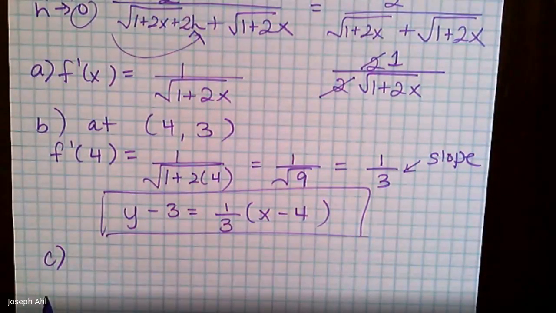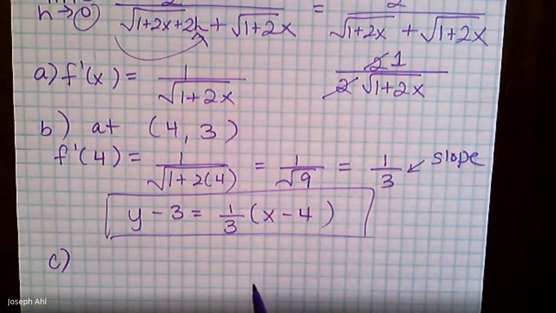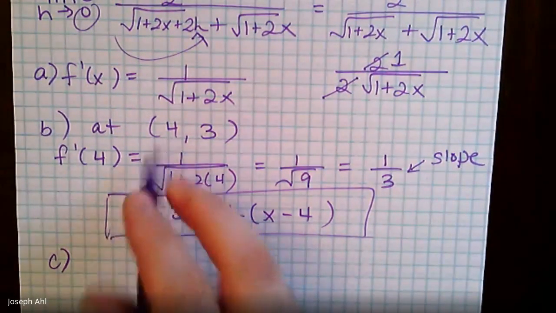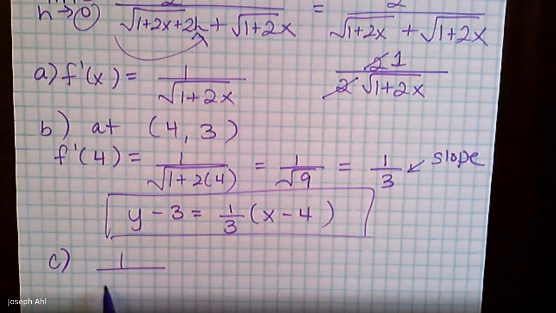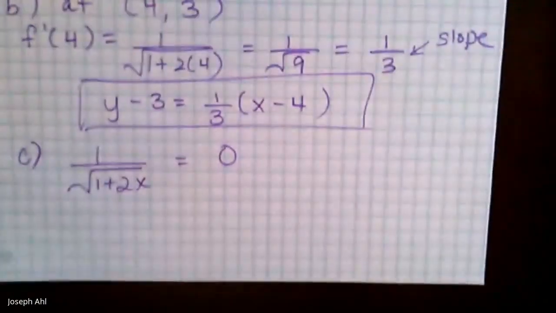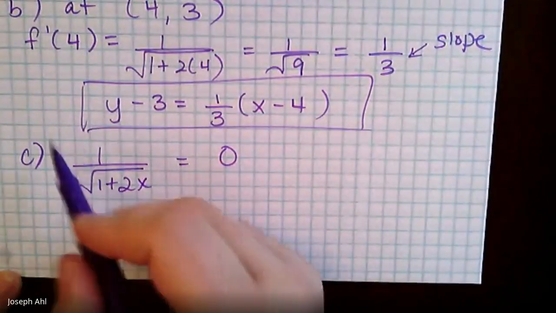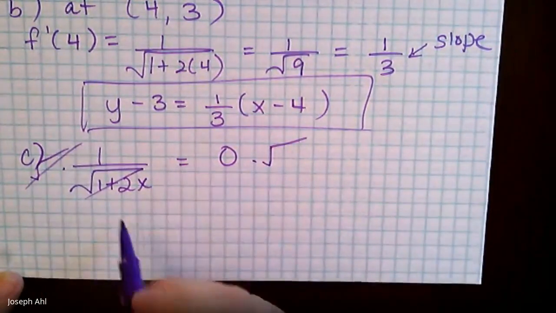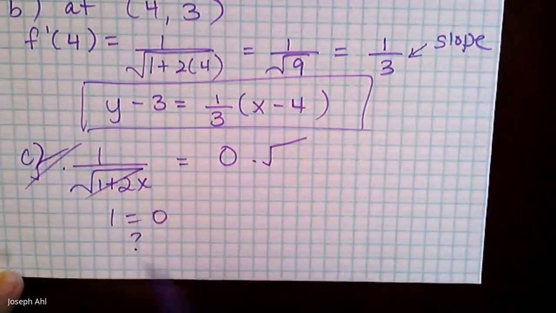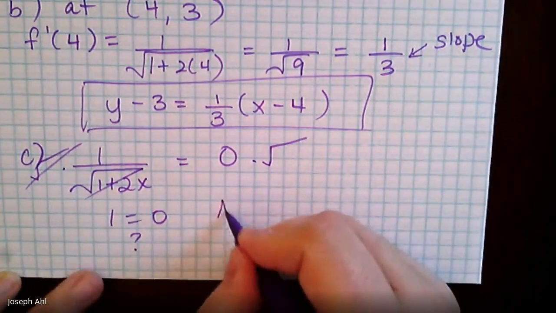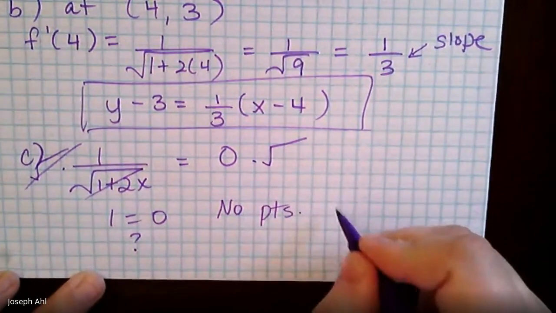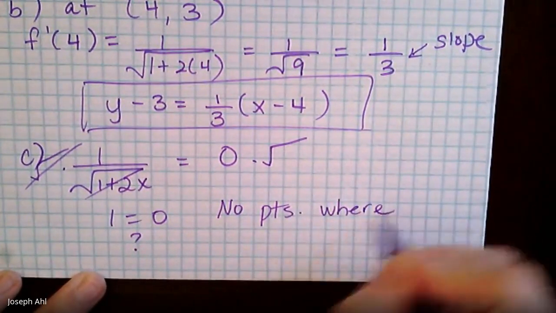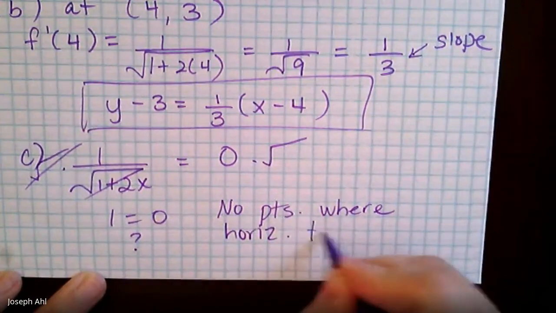And then finally, part C asks for any points where you have a horizontal tangent line. For that part C, you always just take your answer to part A, set it equal to 0, and solve. What you'll see in this example is if you try to solve for x, you would maybe multiply both sides by that radical quantity, right? And you're going to wind up getting that 1 equals 0, which doesn't make sense. So there are no points on this graph where you would have a horizontal tangent line at all.